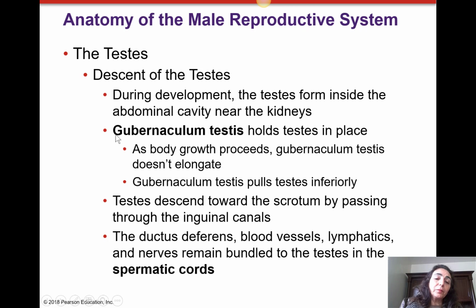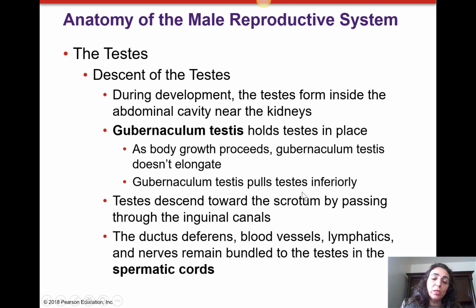Now let's review how this process is happening. We have a kind of ligament-like structure that we call gubernaculum testis. That one holds the testes attached to the wall, right? In the place that it is. As body growth proceeds, gubernaculum testis doesn't elongate. So I will show you the pictures and you will realize this more. That is the key in the process of the descent of the testis.